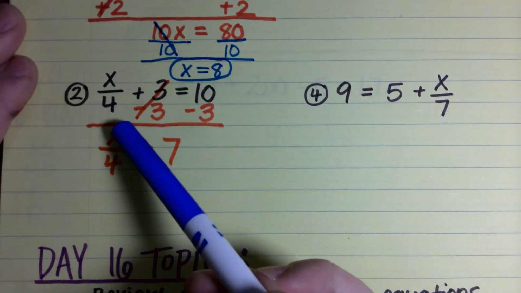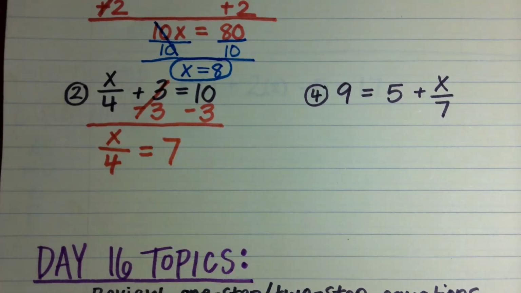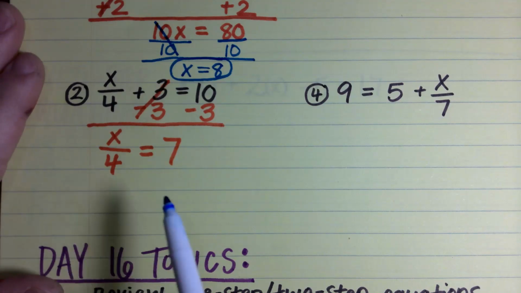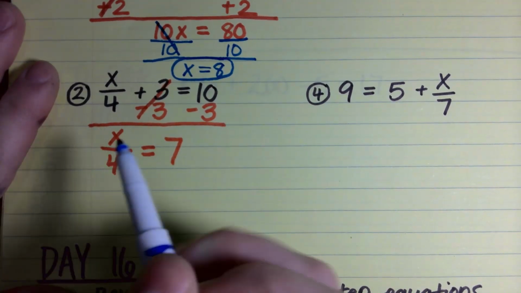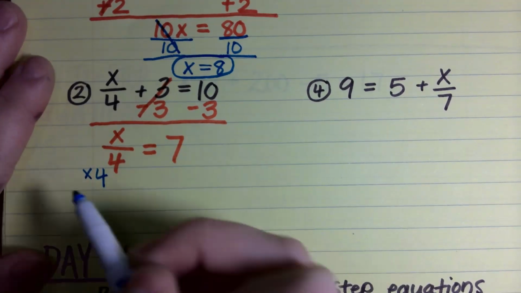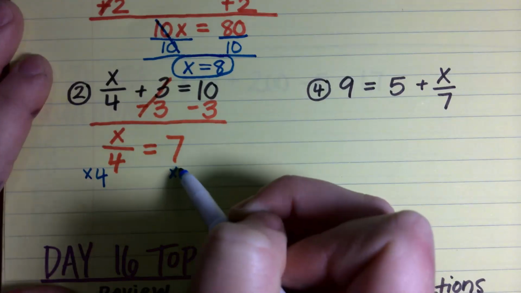Okay, now we want to look at this again like it's a whole new equation. We have x divided by 4 equals 7. So what am I going to do to get rid of division? 4 times 4. Yes, whenever we have division, to get rid of it, we multiply. We do the opposite. So I'm going to do x divided by 4 times 4. And whatever I do to one side, I've got to do it to the other to keep my equal sign true.